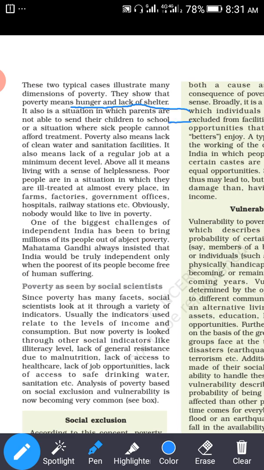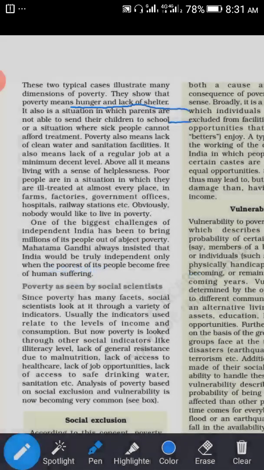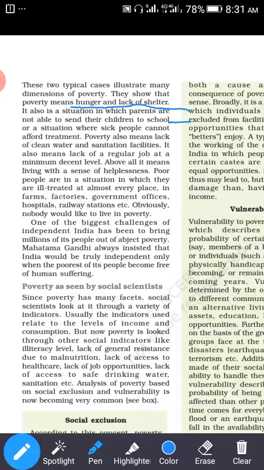So I think you can easily understand why poverty is the reason for underdevelopment. Why? Because they are not sending their children to school. And poverty also means lack of clean water or sanitation facilities. It also means lack of a regular job. And it also means that the level is low, the status of the people is low. So all of it means living with a sense of helplessness because they are unable to develop themselves.